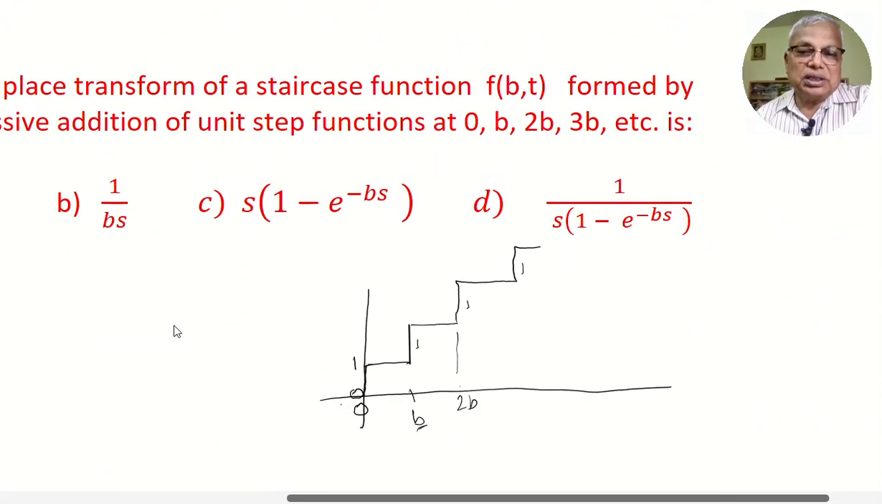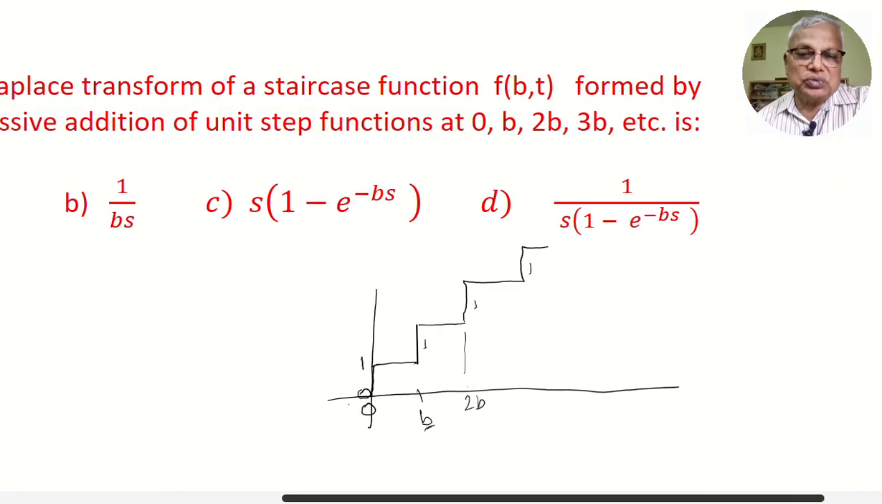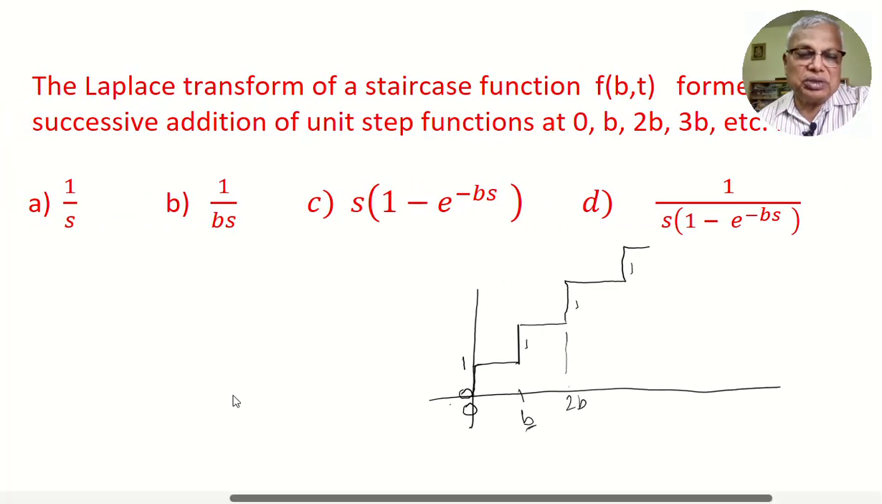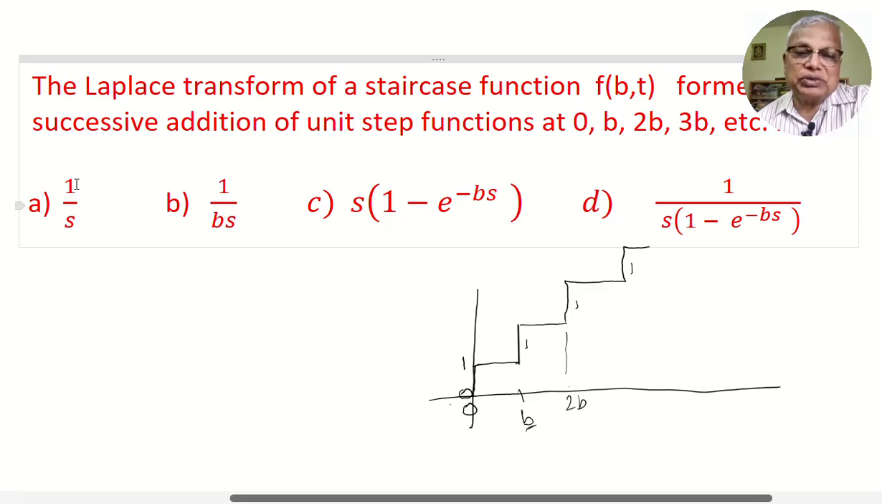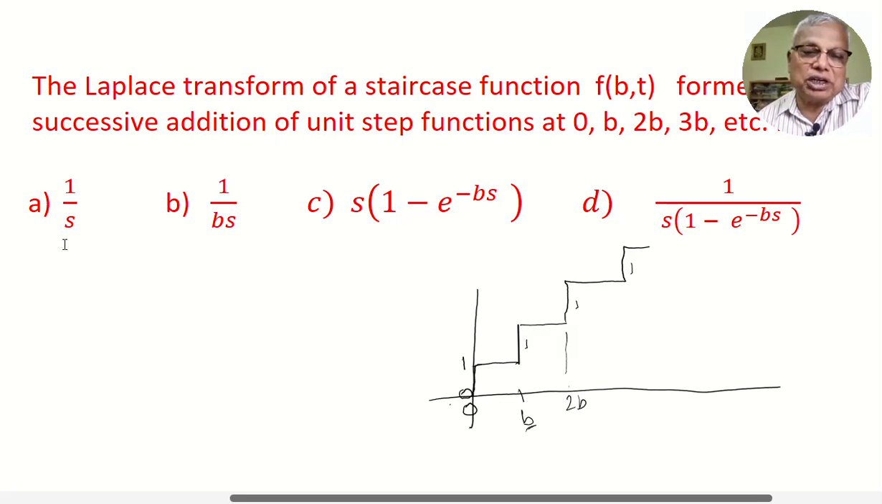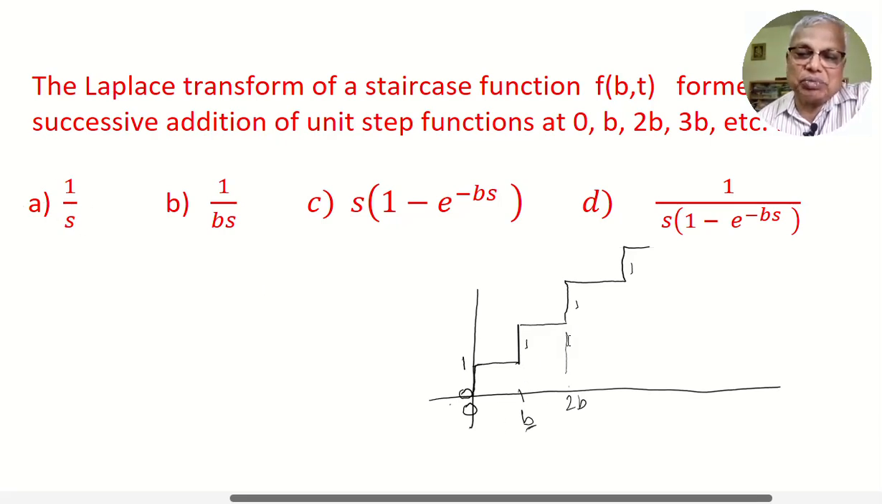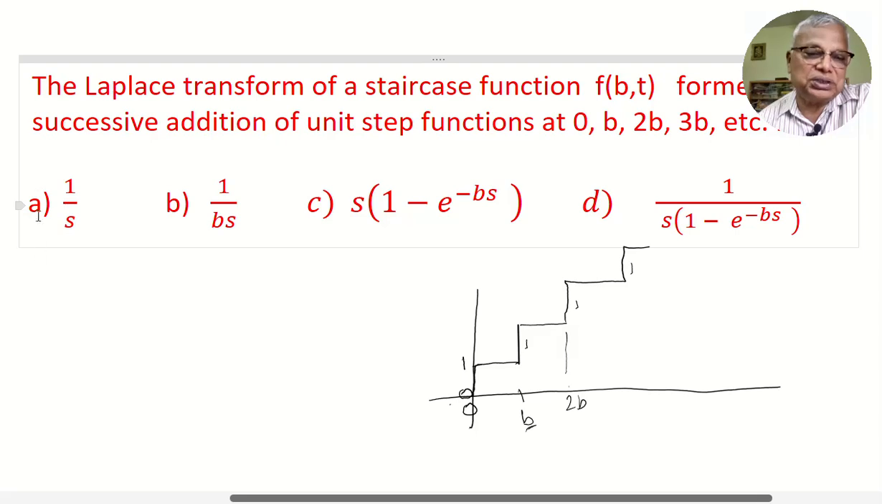Looking at the different options given in the question, we can eliminate at least one or two from what we know already, before solving the problem. Option A is 1 by s. 1 by s cannot be the Laplace transform of multiple functions. 1 by s is the Laplace transform of a simple unit step function. So this cannot be the answer here.